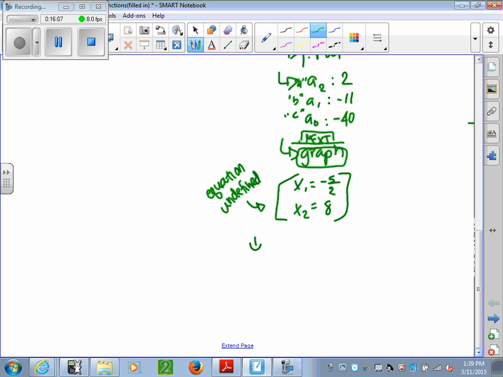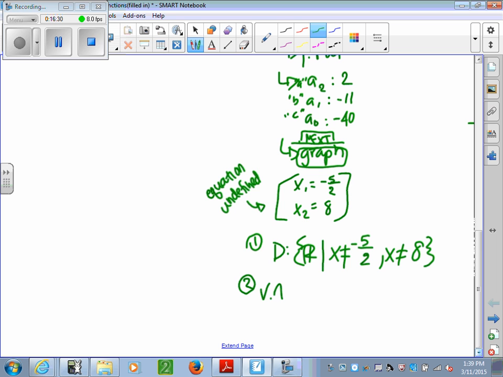Which means I can use these to find my domain. My domain is all real numbers such that x does not equal where it's undefined, which is x equals negative 5 halves, and x also does not equal 8. The other thing is it also tells me my vertical asymptotes. My vertical asymptotes are exactly where my equation is undefined, so x equals 5 halves and x equals 8.